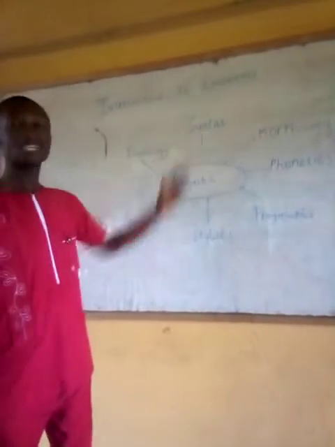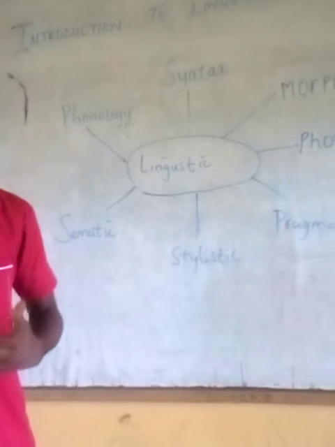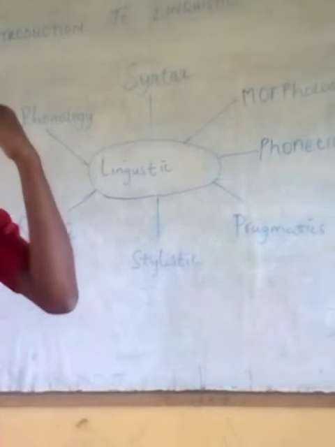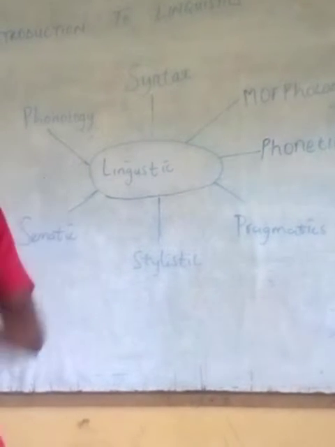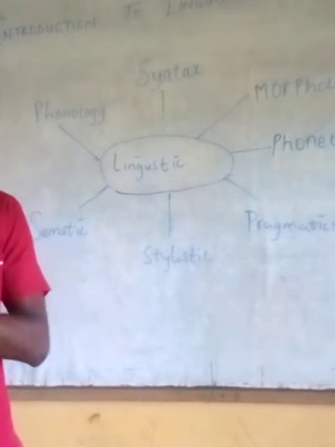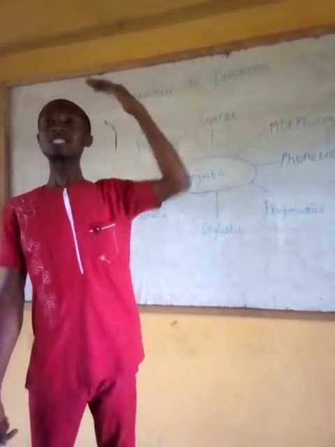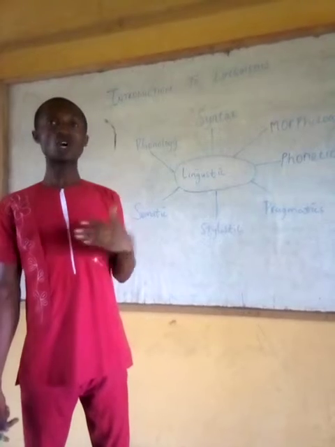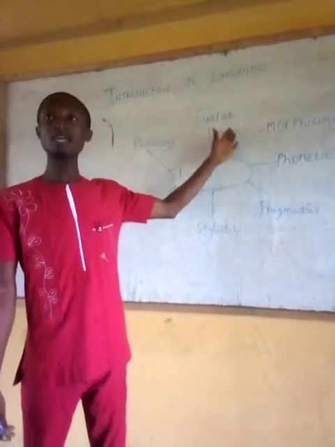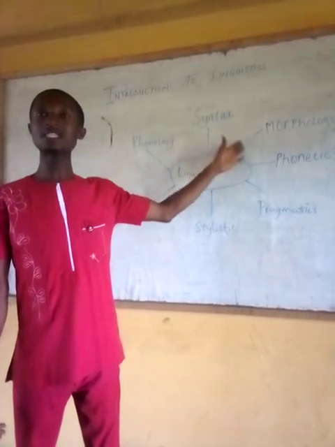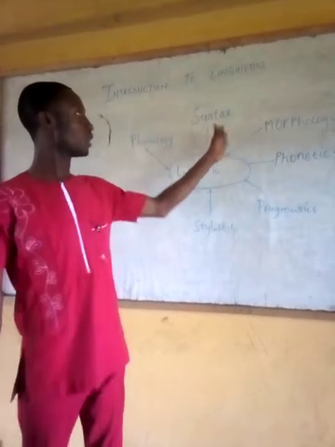One is syntax. Syntax simply means the linear arrangement of words in a sentence. It means the linear arrangement of words such as clauses and phrases in a sentence, how sentences are formed and linearly arranged. Syntax deals with sentence formation. It deals with the arrangement of words, clauses, and phrases in a sentence to achieve a meaningful sentence. This is what we do in syntax.